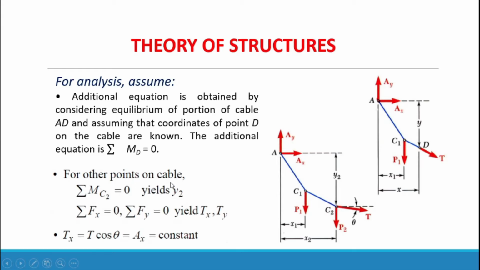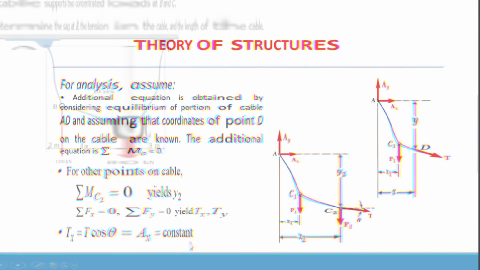And for other points on the cable, summation of moment at C sub 2 is equal to 0, which yields the distance Y sub 2. And summation of forces along x is equal to 0. Summation of forces along y is equal to 0. And we yield the tension along x and tension along y. And we have T of x equals T cosine theta, and it is equal to A of x, which is a constant.